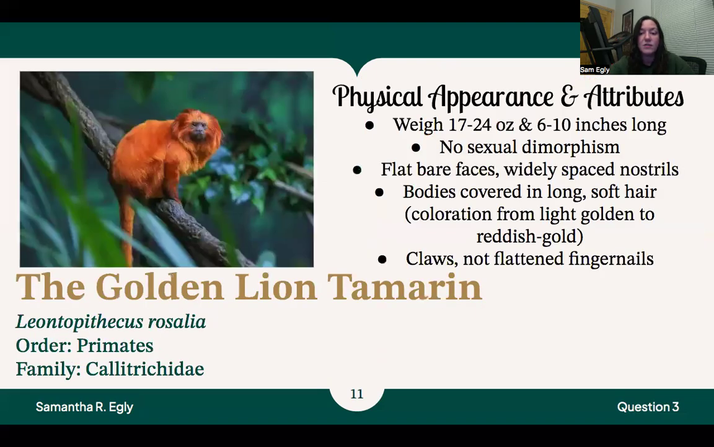So I chose the golden tamarin. They're very small monkeys. They have no sexual dimorphism. Their bodies are covered in this long, silky hair that can be from a pale golden to a nice, dark reddish gold. And they have claws and not flattened fingernails.